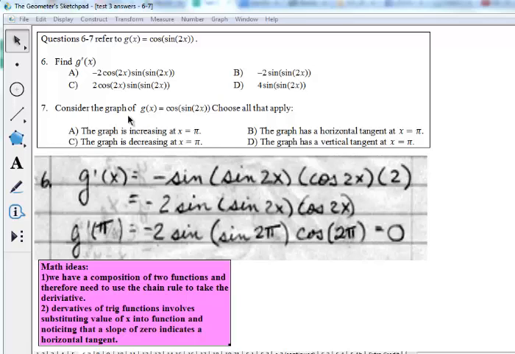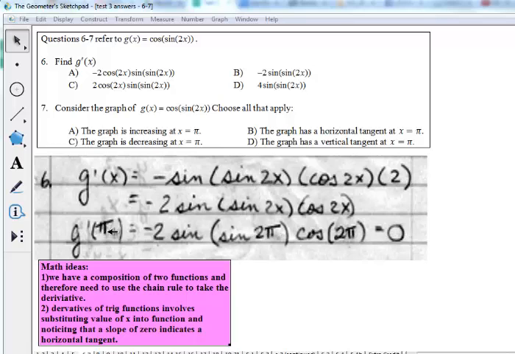And then number 7, you want to consider the graph of this function. All these questions refer to the graph at pi. So if I put pi in for my derivative, I end up with the sine of 2 pi. Well, the sine of 2 pi is 0, and the sine of 0 is 0. So this becomes 0. The cosine of this would be 2 pi. Doesn't really matter because it's going to be multiplied by 0.